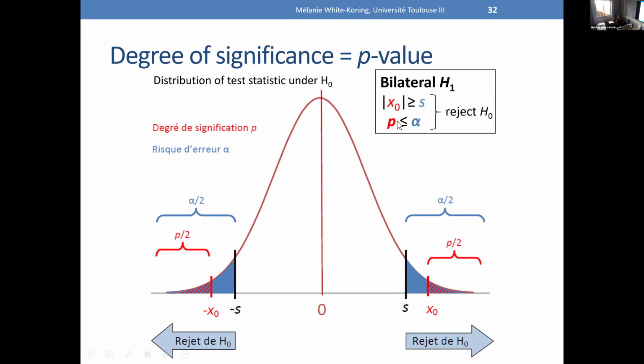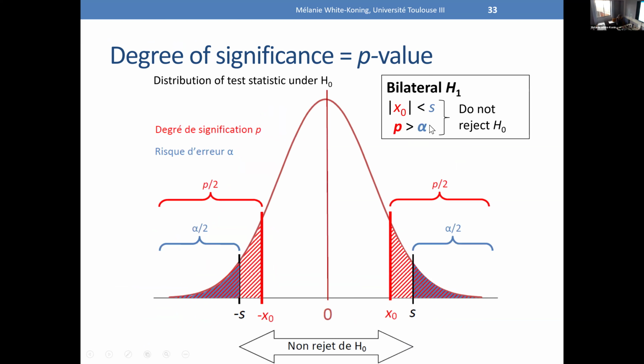In that case, if you look at the p-value, you say, is p less than alpha? Then I reject. Or is p greater than alpha? Then I do not reject. So it's the same idea, but we're looking at the areas here. We're looking at the areas, the red and blue areas, instead of looking at these values.